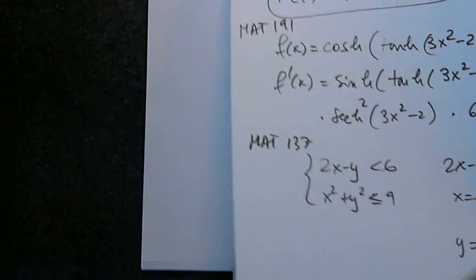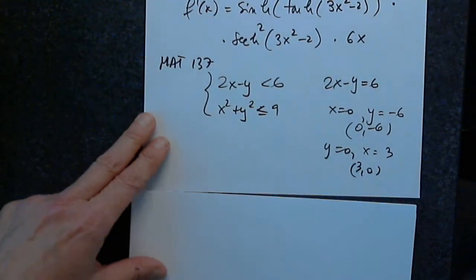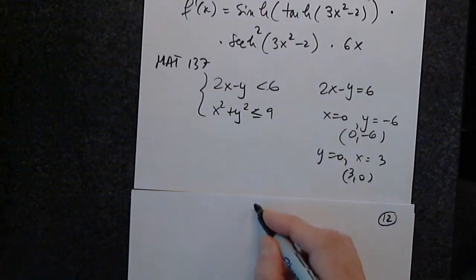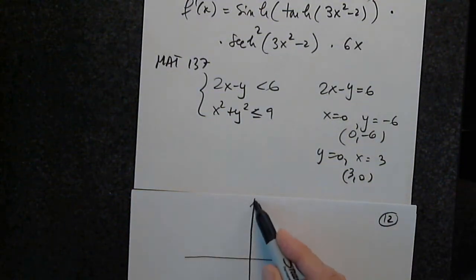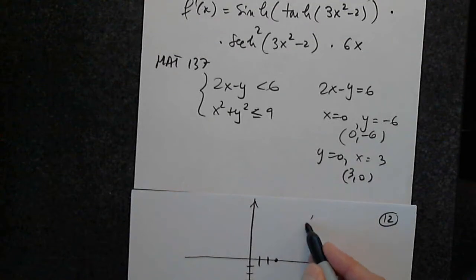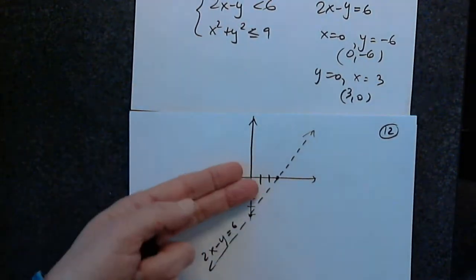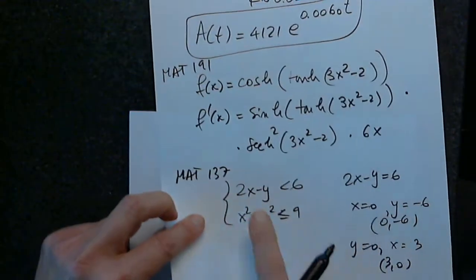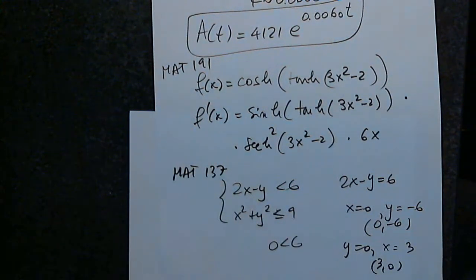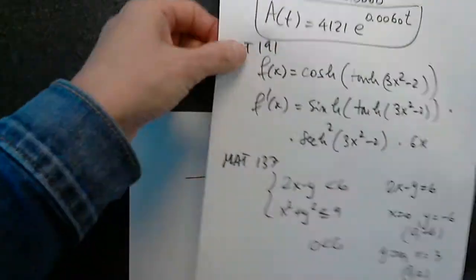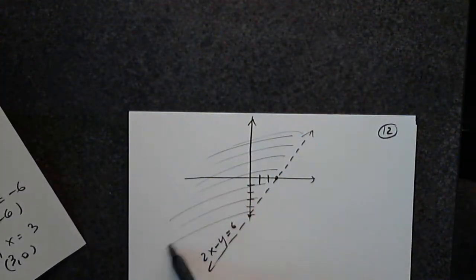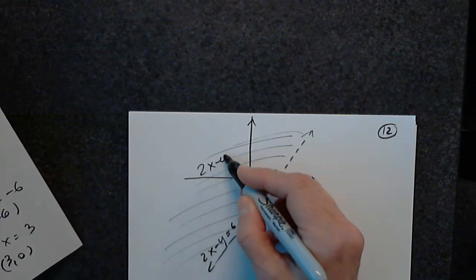So I have to plot these points and make sure that I graph a solid or not. Do I graph a solid or not? The first line, no. So 0, negative 6 and 3, 0. Very good. So this is 2x minus y equals 6. I check the top one with 0, 0. So 0, 0. 0 less than 6. True or false? True. I agree. So then all this is 2x minus y less than 6.